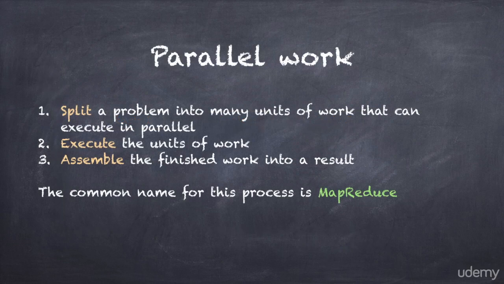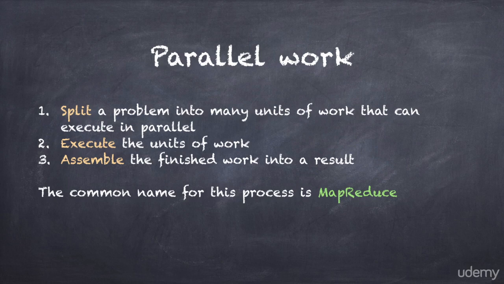1. Split a problem into many units of work that can execute in parallel. 2. Execute the units of work. 3. Assemble the finished work into a result. There's even a name for this process: MapReduce. The word map refers to breaking up a problem into units of work, and the word reduce refers to aggregating the finished work back into a result.